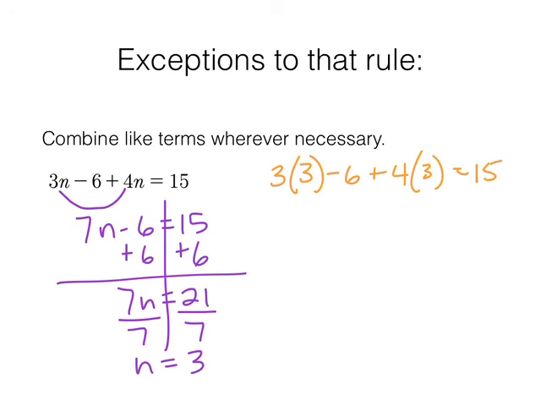Oops, that's messy. Fix it. Okay, so this is 9 minus 6 plus 12. 9 minus 6 is 3, plus 12 is 15. I think we did it.